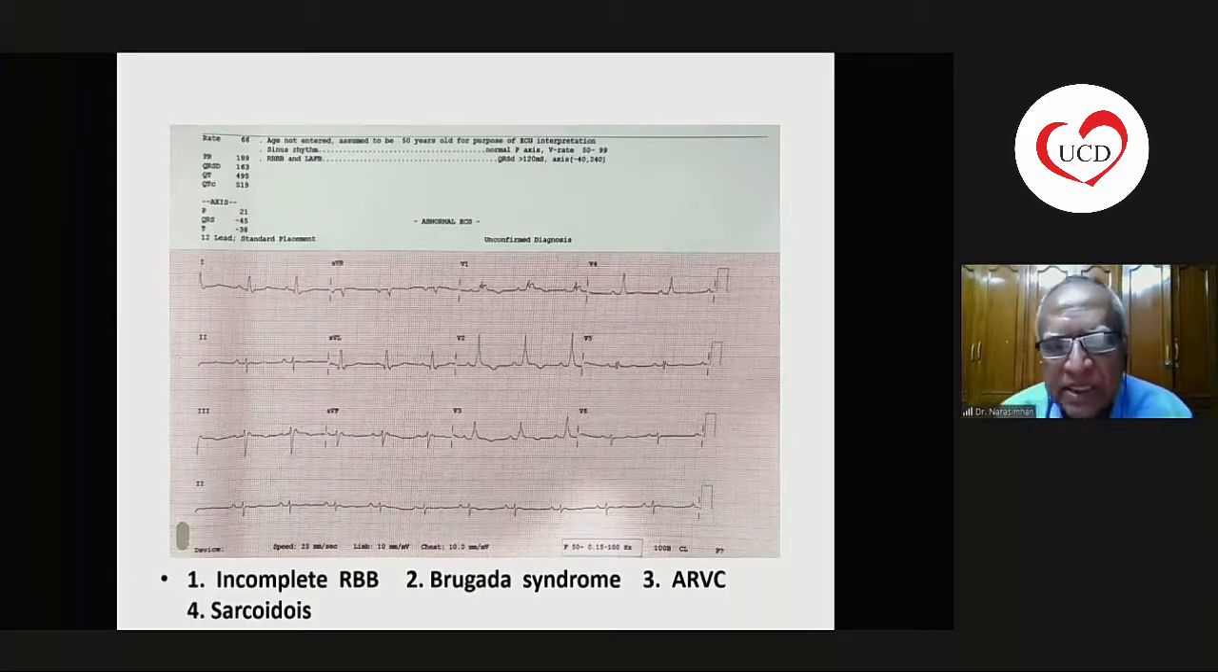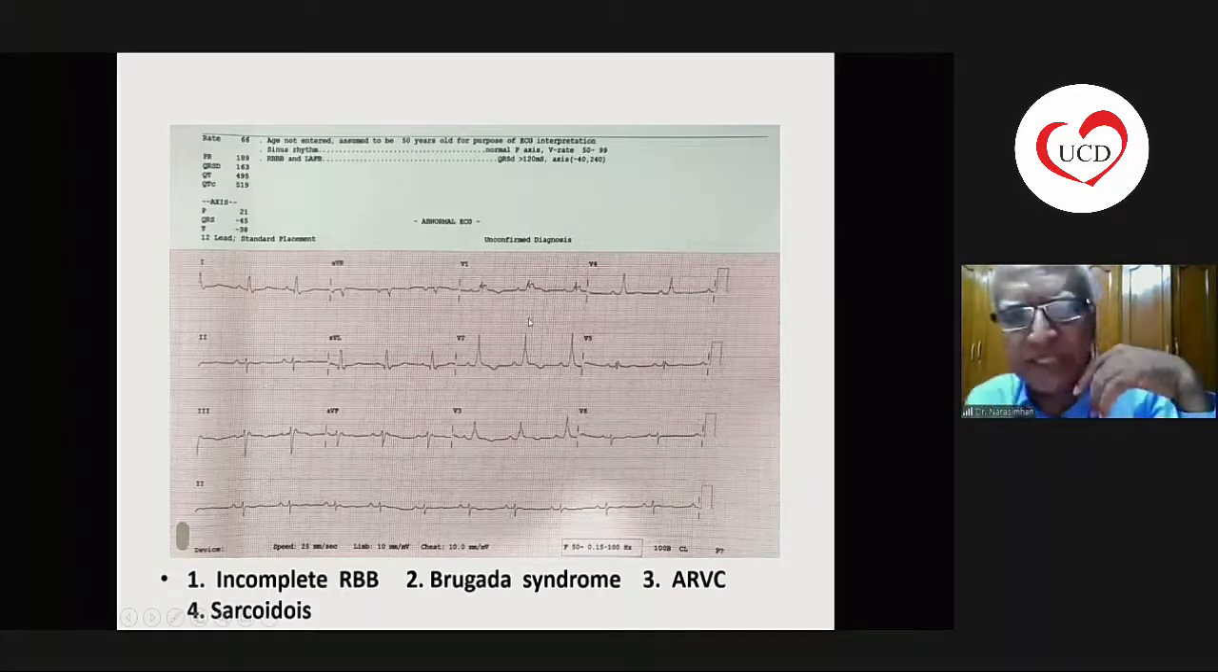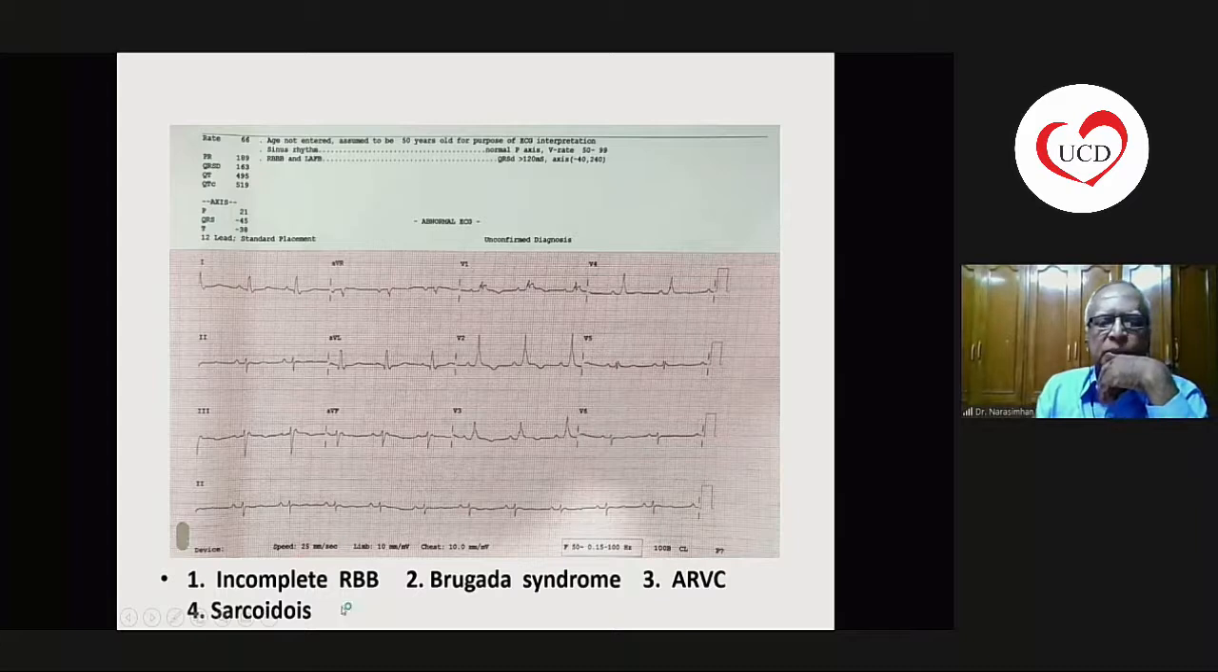Now, I'm going to present 2 or 3 patients with right bundle branch block ECGs. This is a patient who has come with exertional dyspnea and 1 episode of presyncope. What is the diagnosis? Is it incomplete right bundle branch block, Brugada syndrome, ARVC, or sarcoidosis?